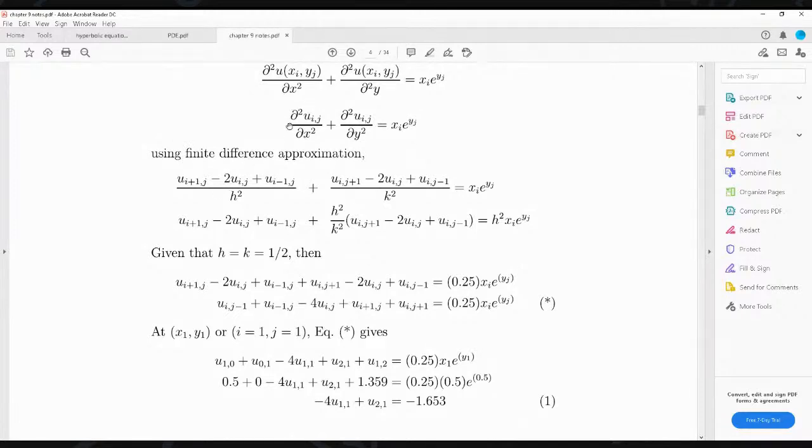We discretize the second order derivative with respect to x using 3 points, meaning i plus 1 and i minus 1 will be changed. And then for the second derivative with respect to y, j will be changed, j plus 1 and j minus 1. The rest is maintained: j is maintained to discretize with respect to x, and i is maintained to discretize with respect to y.